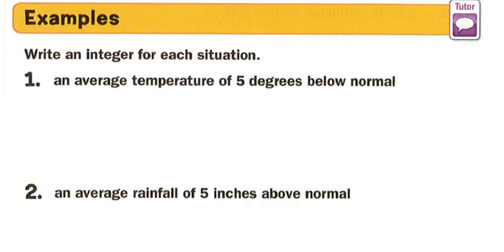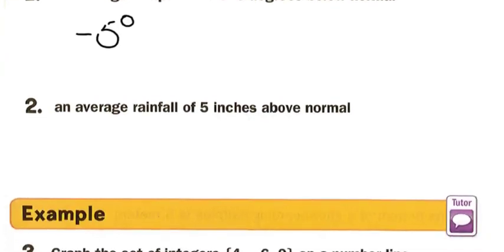Our first example, we're going to write an integer for each situation. Number 1 says an average temperature of 5 degrees below normal. Well, if it's 5 degrees below the normal temperature, anytime it's below, we think of it as being a negative. So we would say -5 would represent that number. How about an average rainfall of 5 inches above normal? Well, if it's above, we think of it as being higher, and our higher numbers are our positive numbers. So 5 in this case would be our integer we would use to represent this situation.